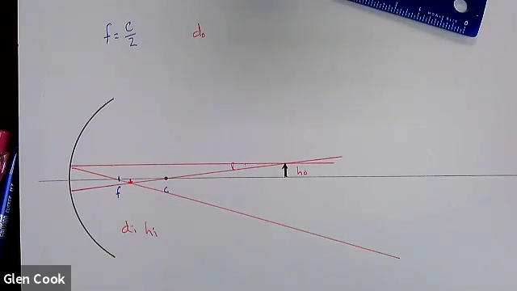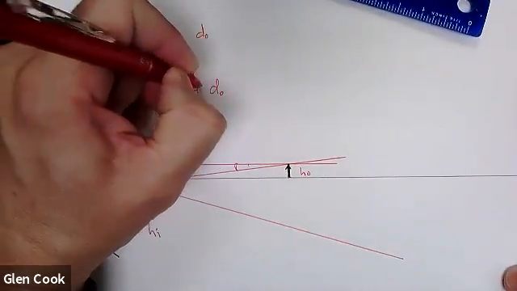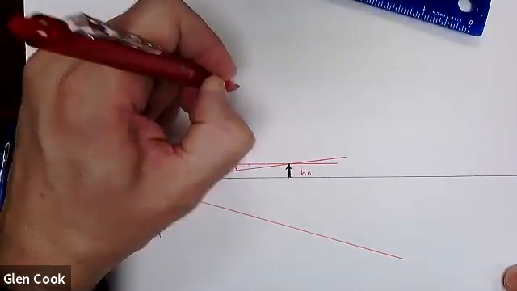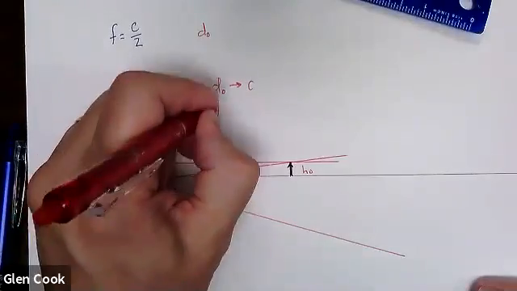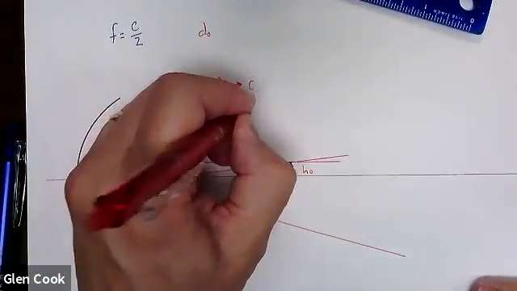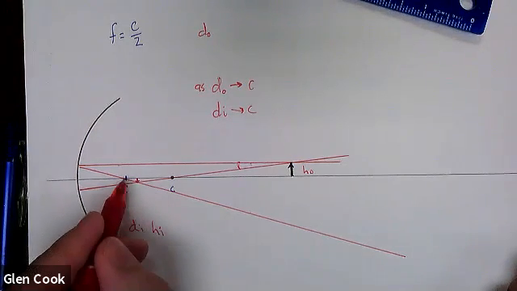So as DO approaches C, DI also approaches C. That makes sense? So as it slides in, so as DO decreases would be better, DI increases up to a point. And that point is when it gets to F.